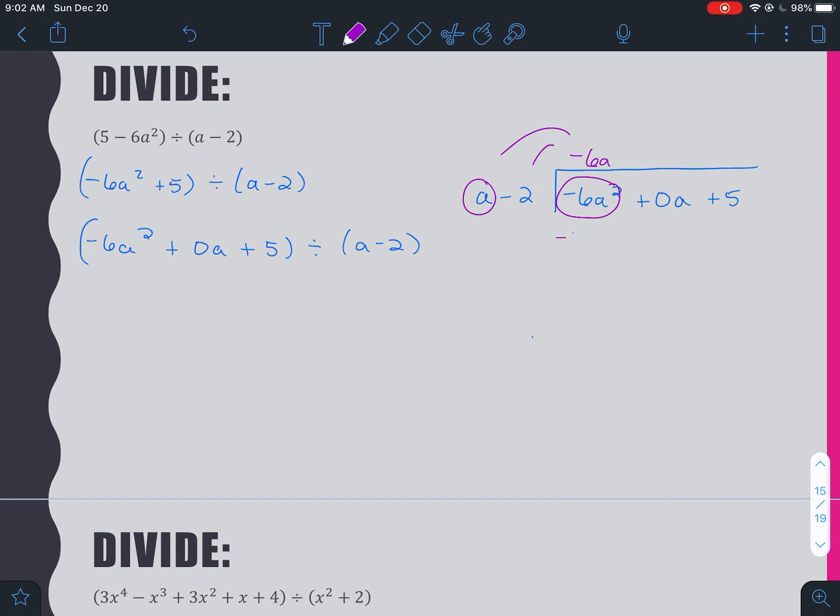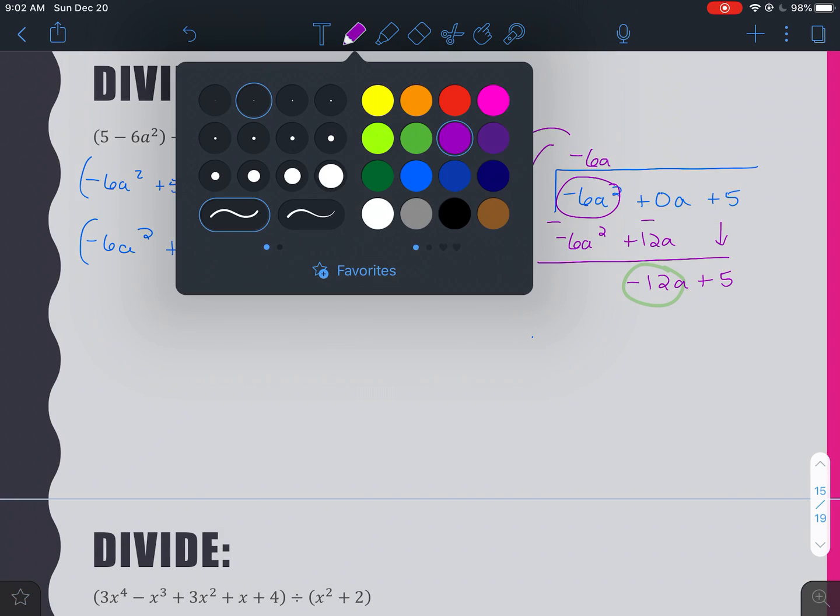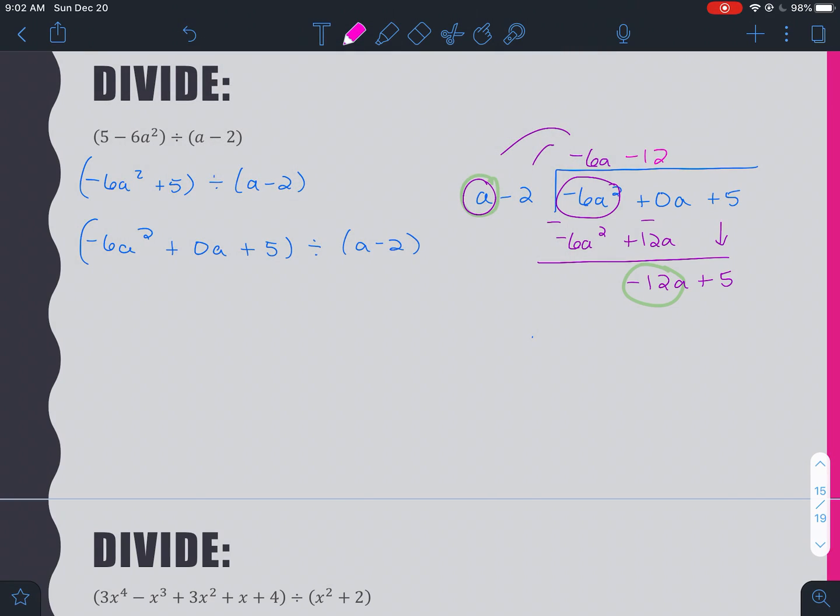All right, so a times what is negative 6a squared? That'd be negative 6a, and then distribute that in. So negative 6a squared plus 12a. Subtract going down. Negative 6a squared minus negative 6a squared is 0. 0 minus 12a is negative 12a, and then bring down the 5. And then a times what is negative 12a? Well, we need a negative 12, so minus 12, and then distribute that in.